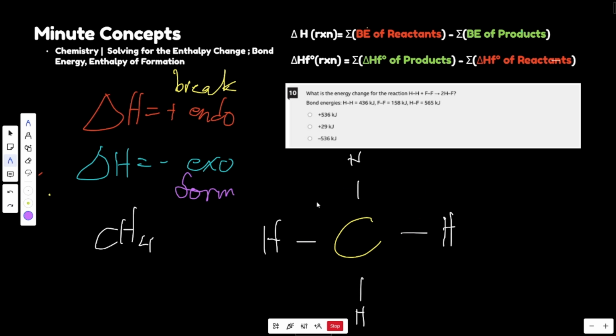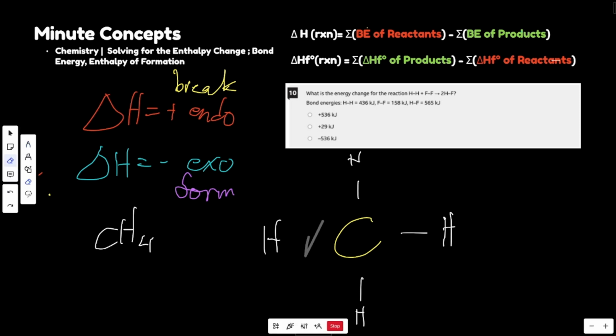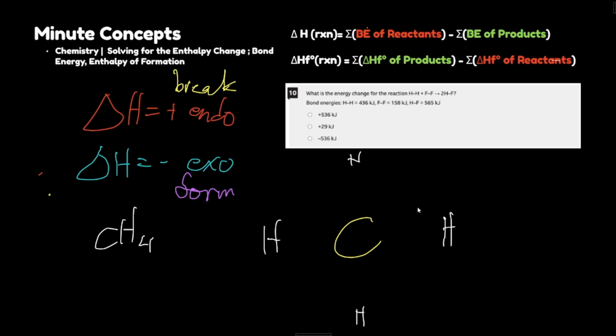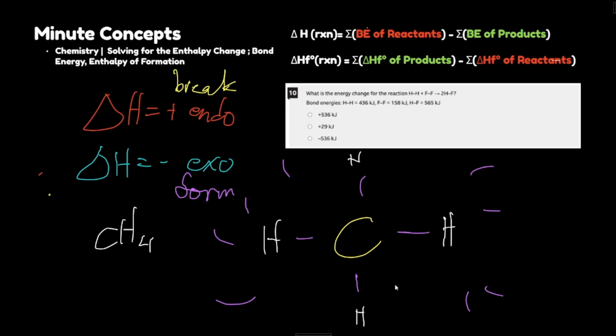If we want to reform these bonds, let's say that we have free hydrogens in a reaction, if we want to make these bonds come back, we need to release energy after the bonds are formed. So there, energy is released. That's essentially the gist of bond energy.